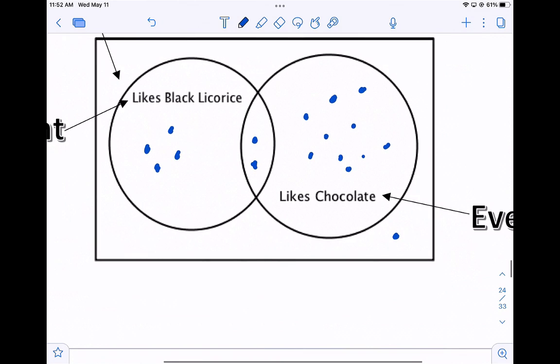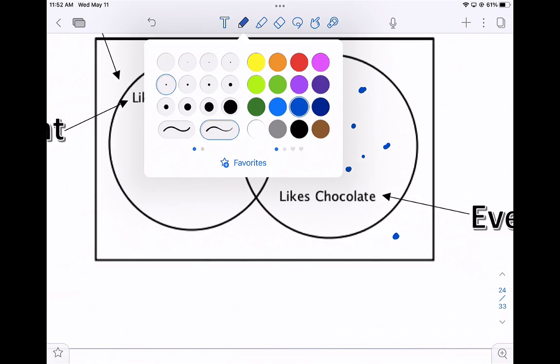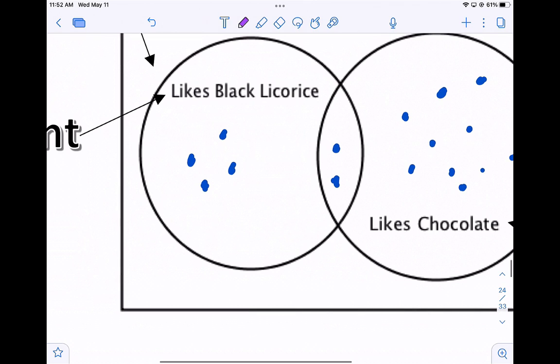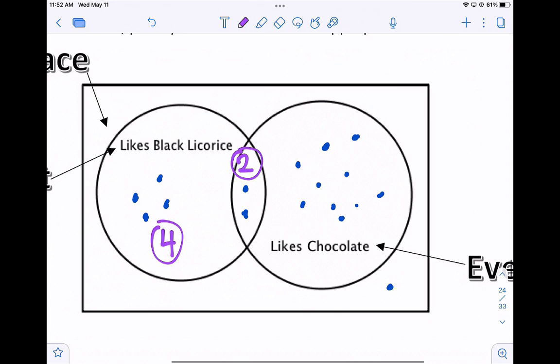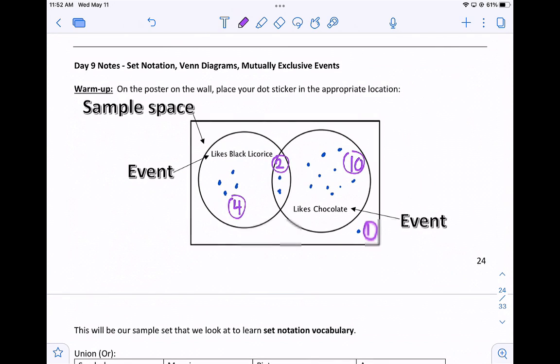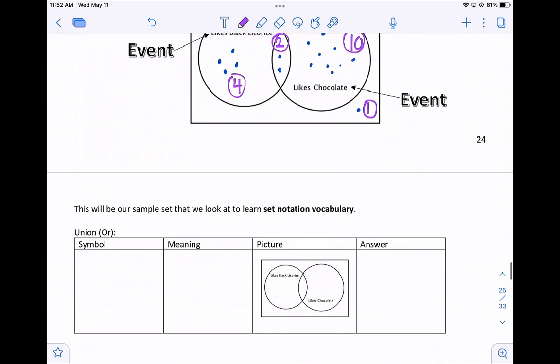Okay, so let's say that this was our class right here. And how many in this spot like black licorice? There are 4. There are 2 that like both chocolate and black licorice. And there's 10 that like just chocolate. And then there's 1 that doesn't like either. So it will be our sample set that we're going to use today to learn set notation vocabulary.